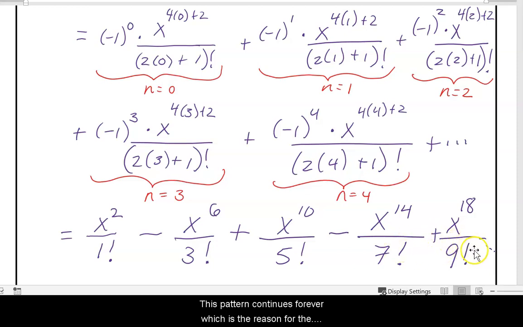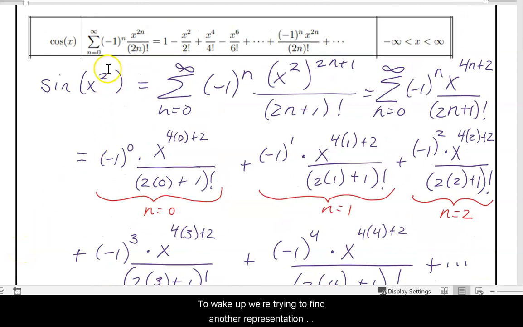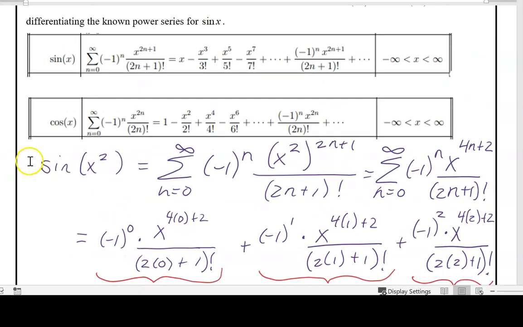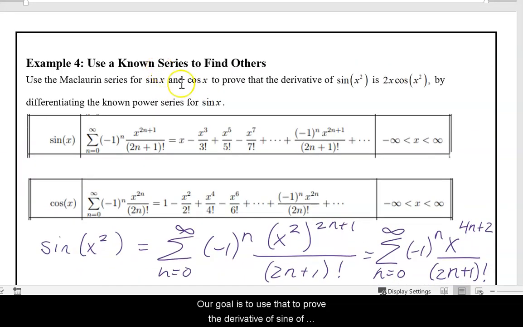This pattern continues forever, which is the reason for the dot, dot, dot. Let's now think about what we need to do from this point. To recap, we're trying to find another representation for sine of x squared. Our goal is to use that to prove that the derivative of sine of x squared is 2x cosine of x squared using the power series representations.